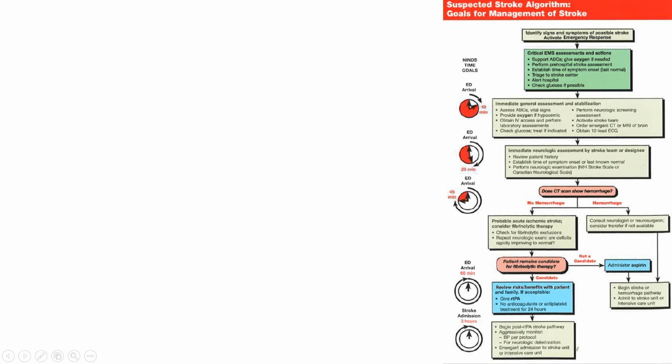So it says you want to check for fibrinolytic exclusions, for example, recent surgery, things like that. I don't remember all of them, but I think we go over them a little bit later. You don't want to give somebody fibrinolytic therapy if their body isn't going to be able to handle it. It's going to kill them. So lots of things to consider here.